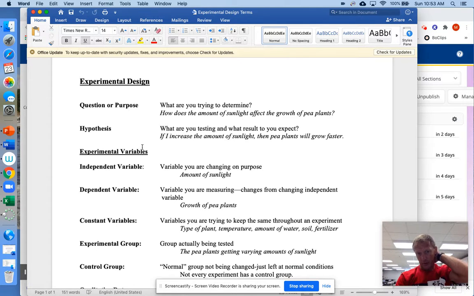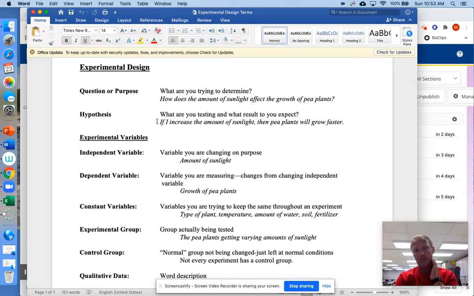Your variables in an experiment. So once you have set up your question and your hypothesis, your variables, your independent variable is the thing you are changing on purpose. In this case, we are changing how much sunlight the pea plants get. So that's our independent variable.